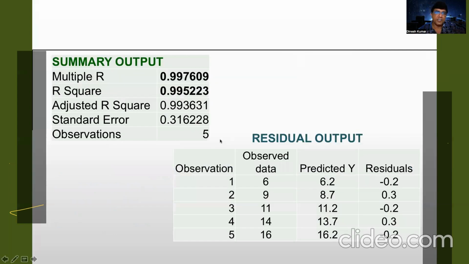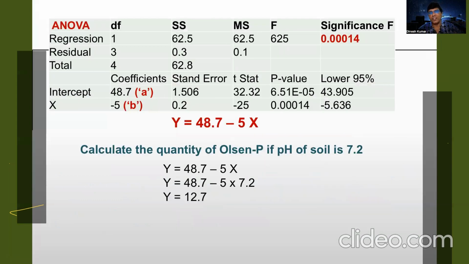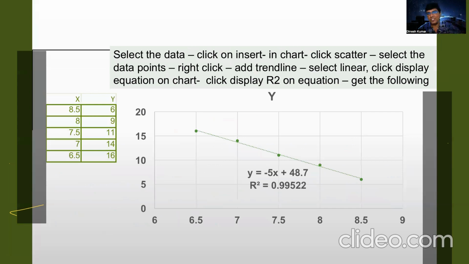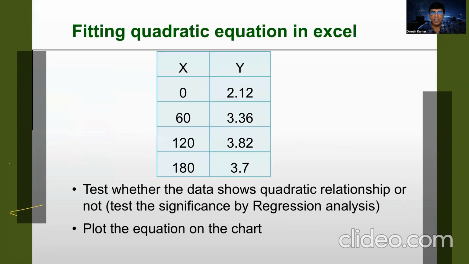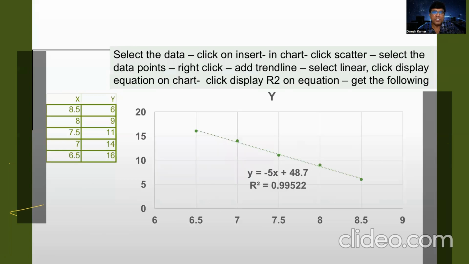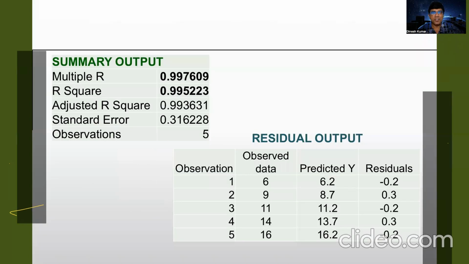This is another exercise. I have given the summary of the results. You will get these kinds of results. You can do it yourself, and you can see the relationship between soil pH and Olsen P. So you can see this is a negative relationship. Fitting a quadratic equation in Excel, I will teach tomorrow. It's the right way. I will start from this point so that time can be saved. So this is how you try this.